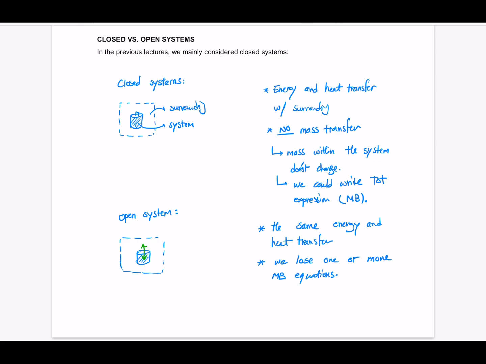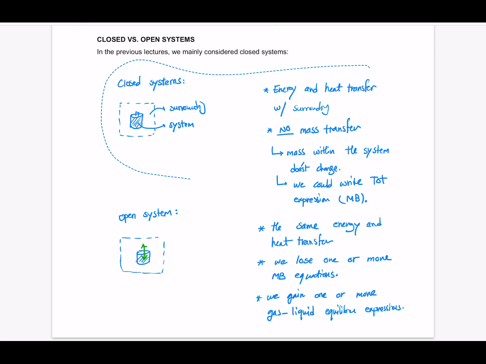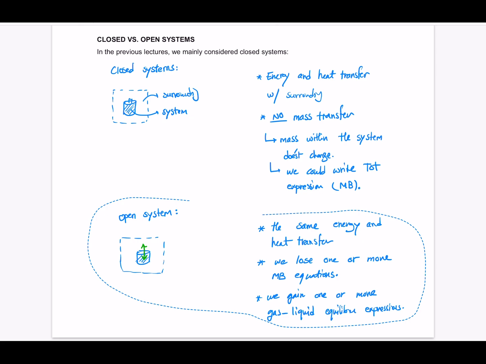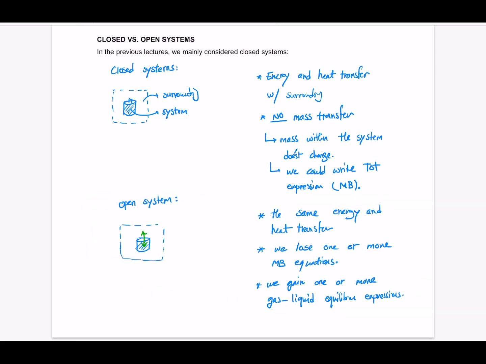So we have to gain something. And what we gain is basically one or more gas-liquid equilibrium expressions. And it makes sense. So we lose some equations due to the nature of the system, and then we gain some again due to the new system.